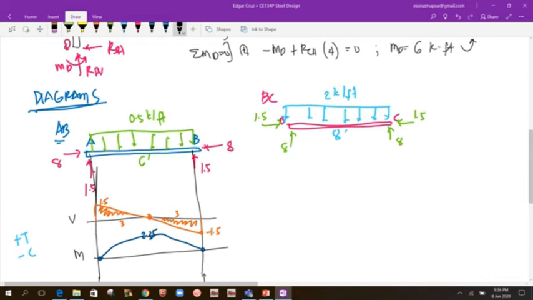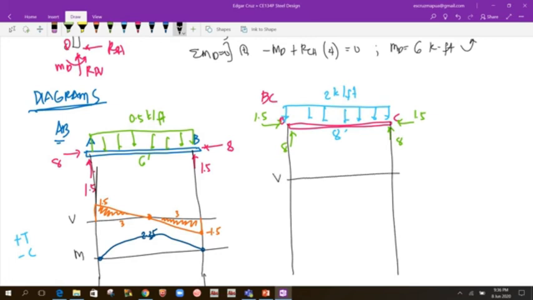Parang simple beam lang siya. So, drawing the shear and moment diagram. Let's start with the shear, then let's have the moment later on, and at the same time, yung compression, yung axial. Okay, so for the shear diagram, alam naman natin, it would be 8 pataas.